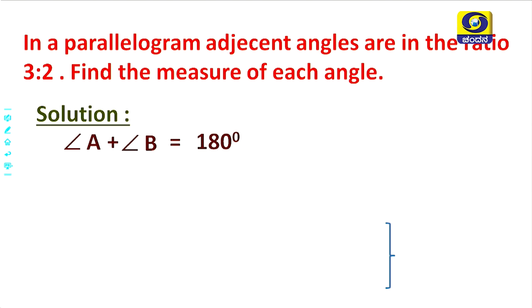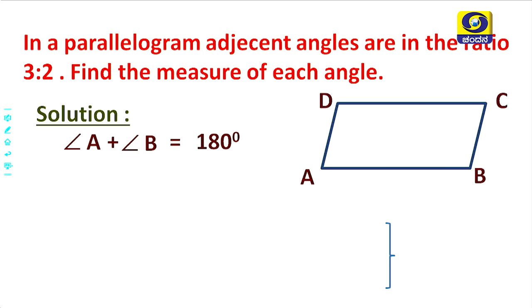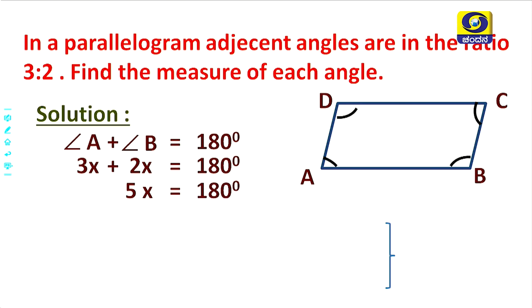So, angle 1 plus angle 2 is 180 degrees because A and B are adjacent angles. I have drawn the diagram here. ABCD, in ABCD, A and B are adjacent. They have given the ratio 3:2. So, let us take angle A as 3x and angle B as 2x. Therefore, 3x plus 2x is 5x, and it is 180 degrees. So, let us divide 180 by 5. So, x is 36 degrees. Now, angle A is equal to 3x.